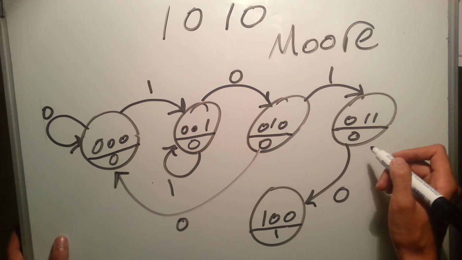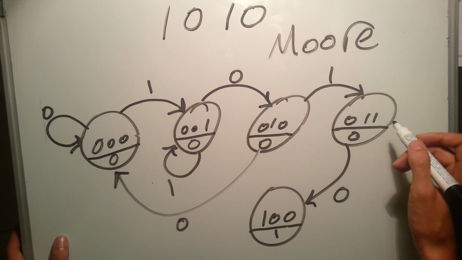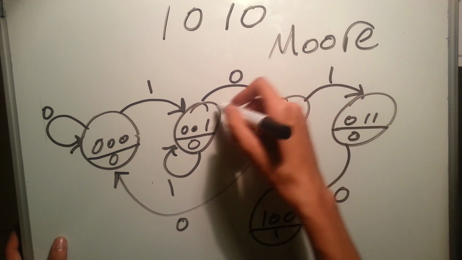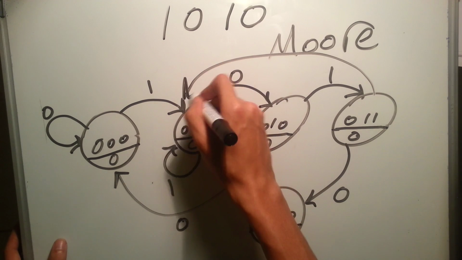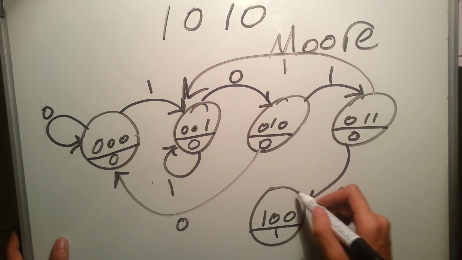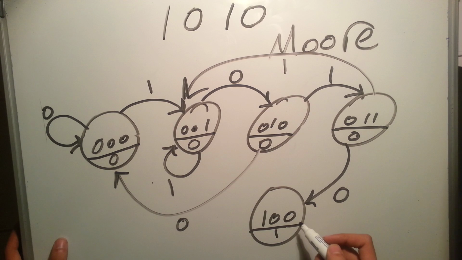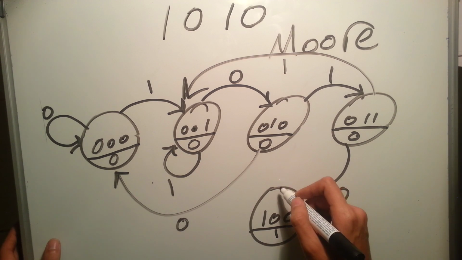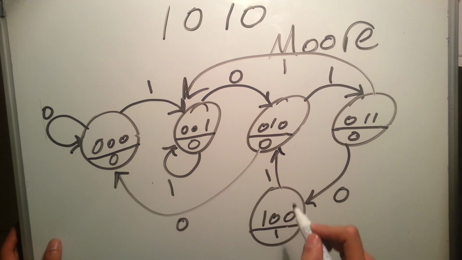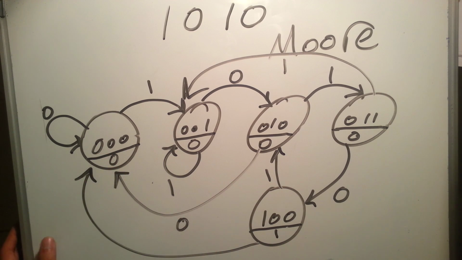For this one, so it's 1 0 1, if you got a 1, you will go to this state over here with 1. For this one, if you got a 1, you will go to this state. If you got a 0, you'll have to reset. So this is the basic difference between Mealy and Moore. I hope this was useful.